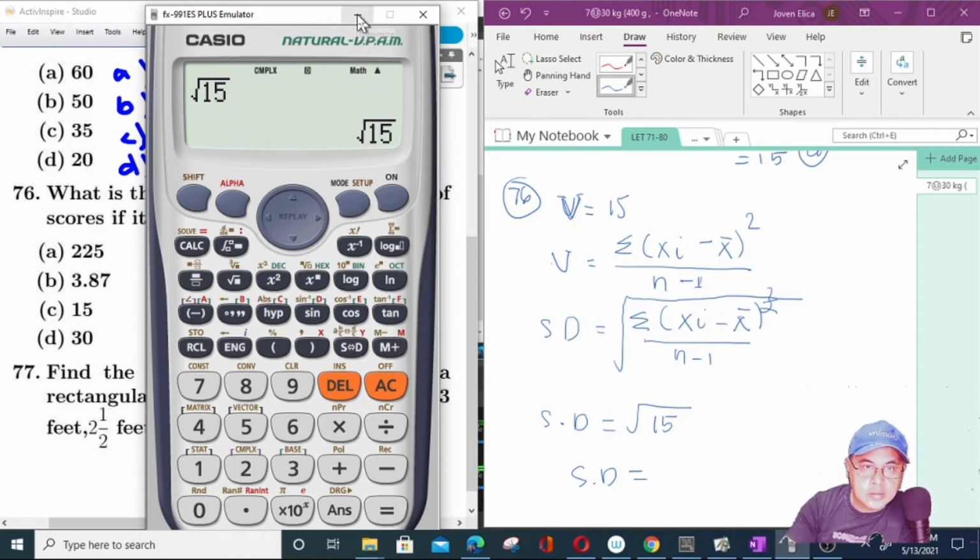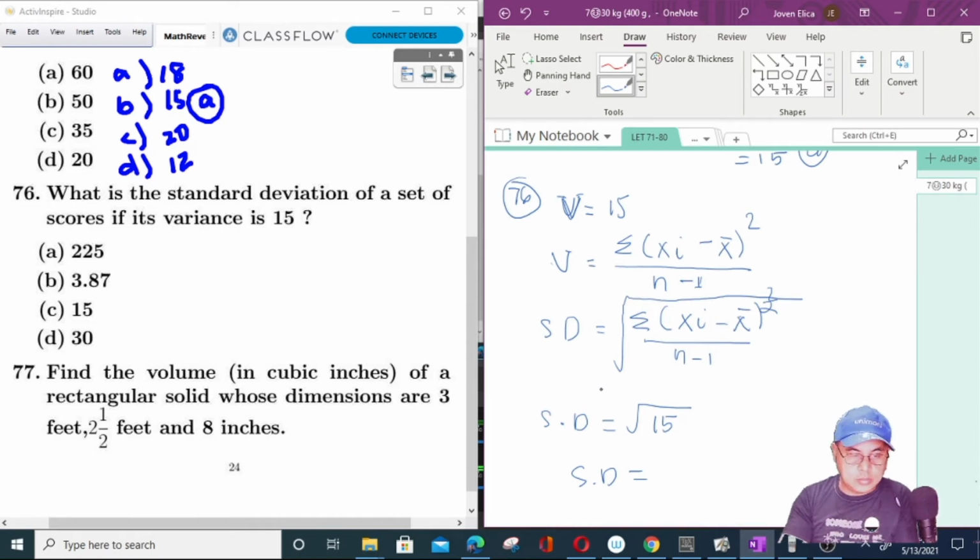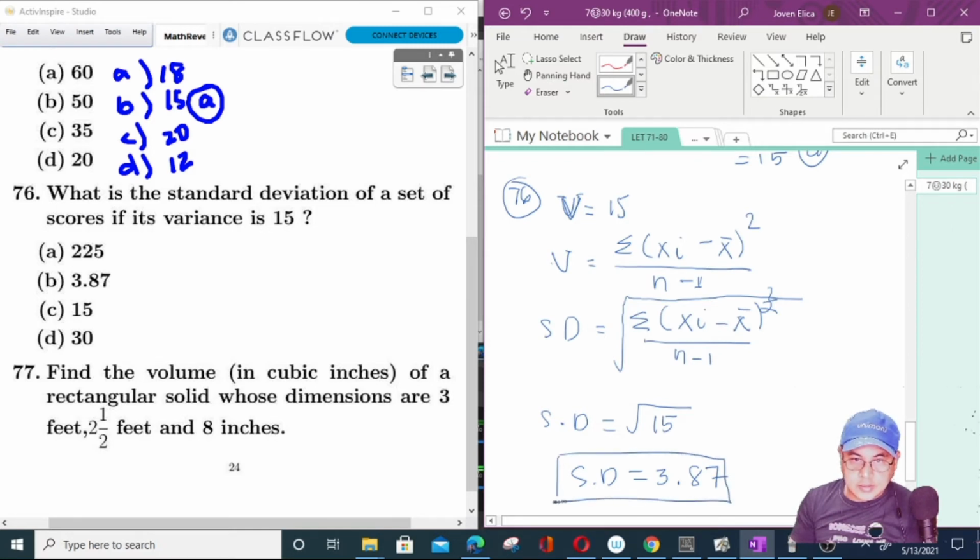In this kind of calculator, it's not showing, but the square root of 15 is equal to 3.87. So this is the standard deviation. This is the deviation from the mean, which is equal to letter B.